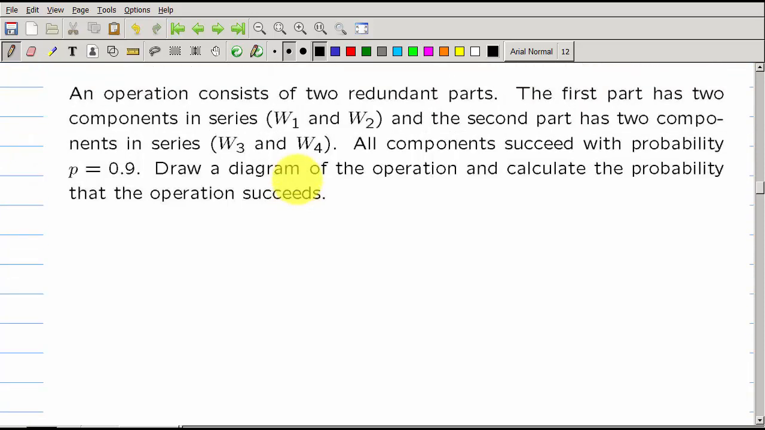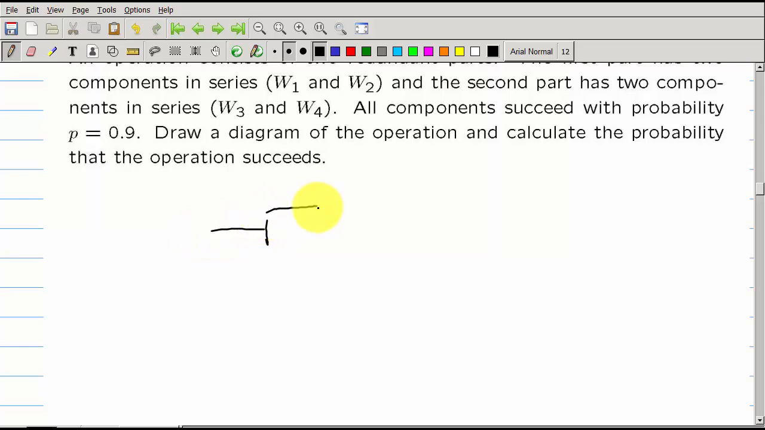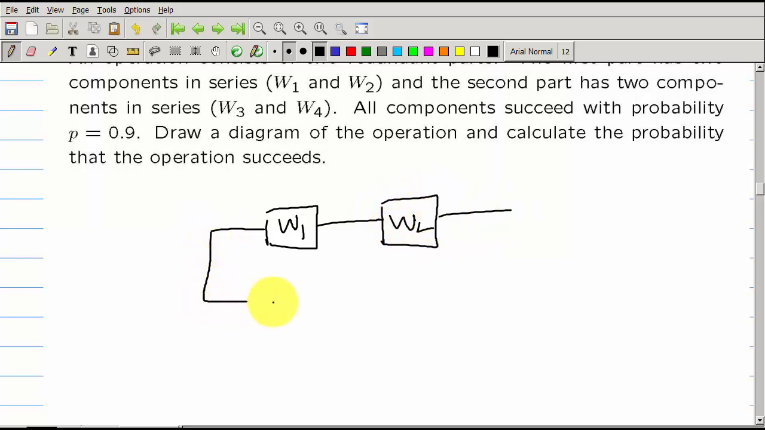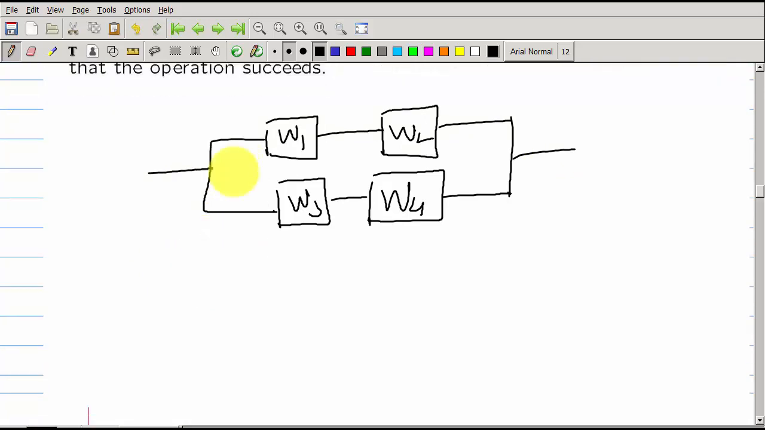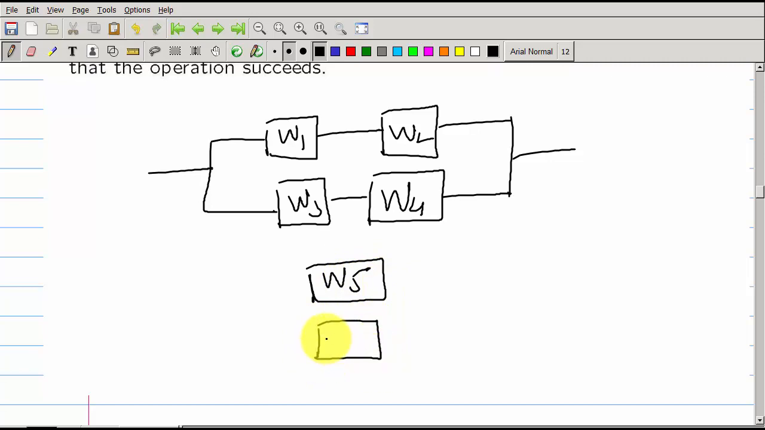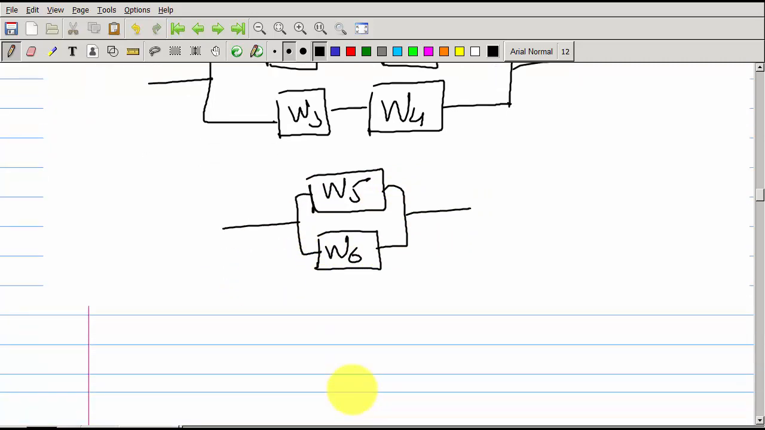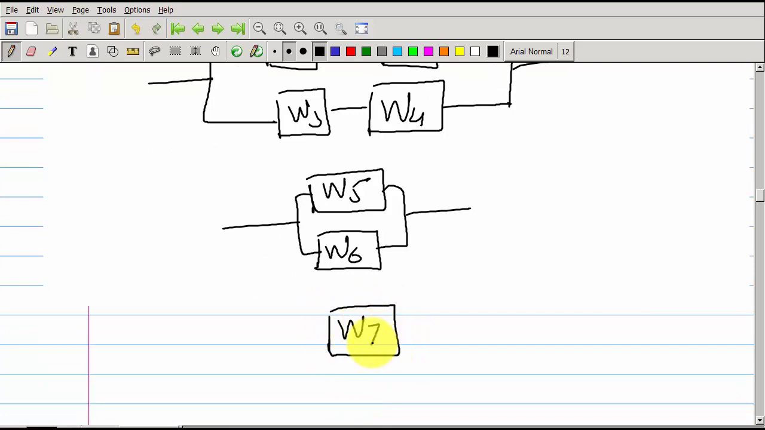So it says that we have two branches. In each branch we have two components in series, W1, W2, and in another branch we have W3, W4. So the first step would be to solve them in series. So if we solve them in series, say we call them W5 and W6. Now again we can solve them to find a single component W7.